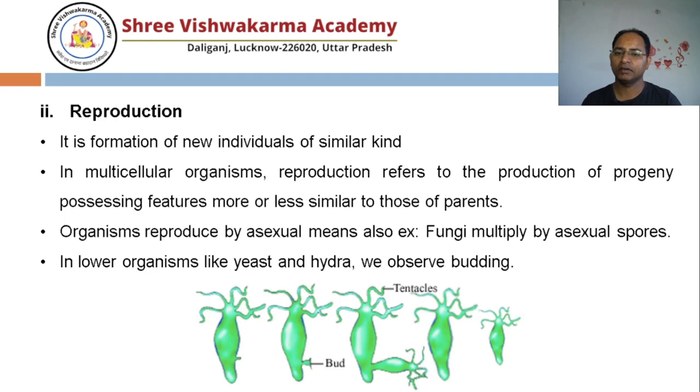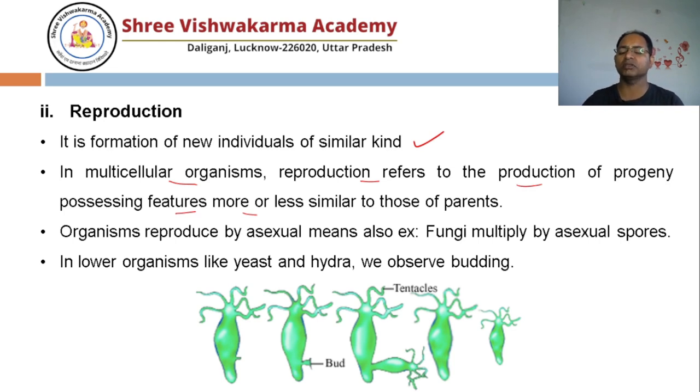The next characteristic is reproduction. Reproduction is the formation of a new individual of a similar kind. So in multicellular organisms, reproduction refers to the production of progeny possessing features more or less similar to those of the parents, means we all are somehow just like our parents. There are various ways of reproduction that we'll discuss in coming lectures in detail.